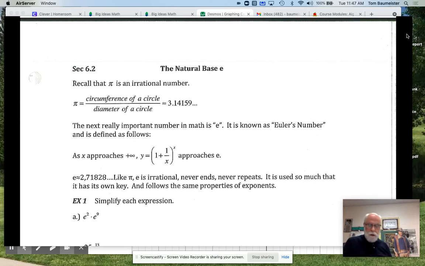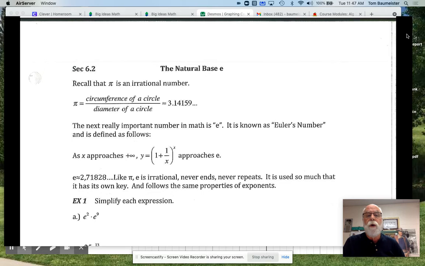Okay, section 6.2 is the natural base e. So remember, the history of math is marked by the discovery of special numbers. For example, we had i from this semester, and we had pi from a long time ago. Pi is the circumference of a circle over the diameter of a circle, and it doesn't matter how big your can is or whatever you're measuring, it should always be about 3.14159, et cetera, et cetera, et cetera. Okay?